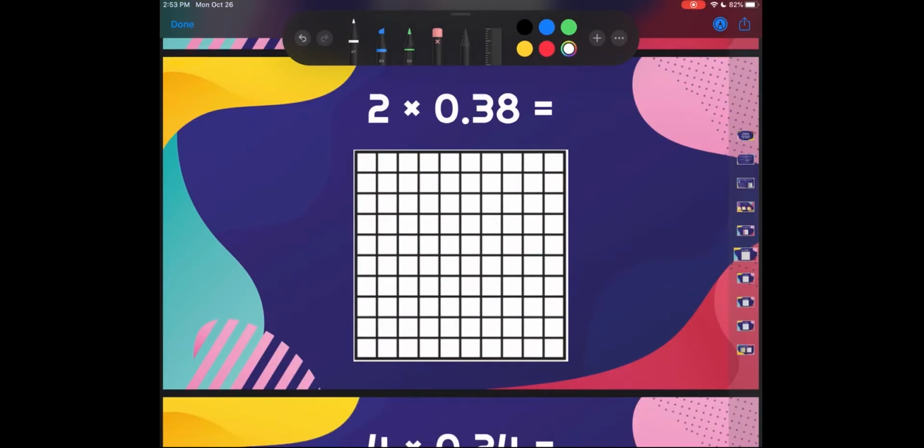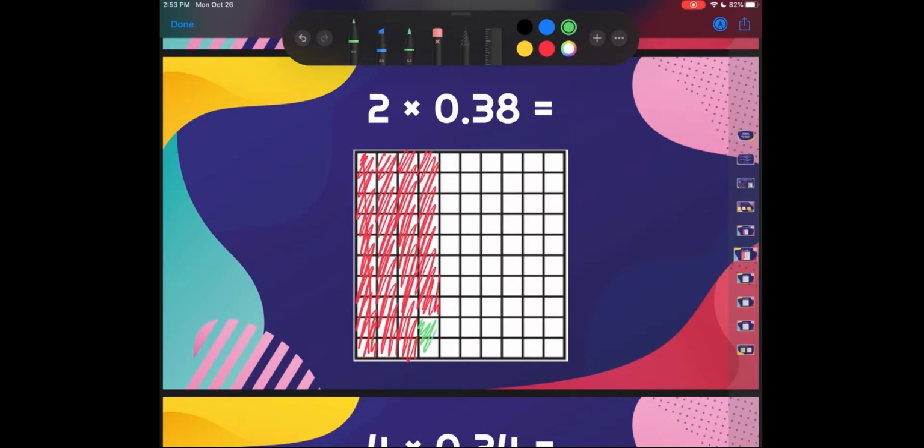Let's look at the next couple problems. These next couple ones, we're going to have to do the coloring ourselves. So now I've got 2 times 38 hundredths. So I'm going to do one group of 38 hundredths. So that would be, remember, one of these rows is 10. So I could say 10, 20, 30, and then 38 would go down here. So that would be 38 hundredths.